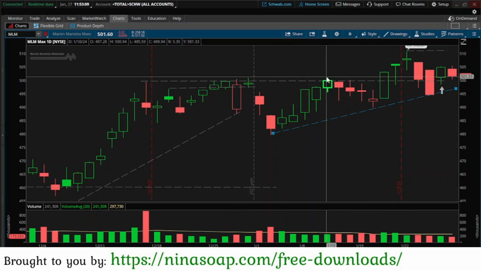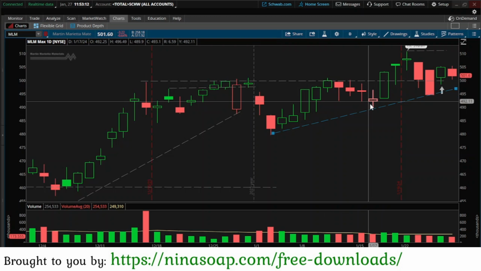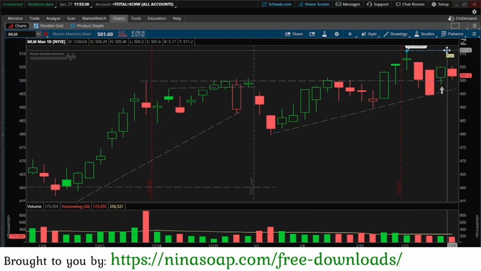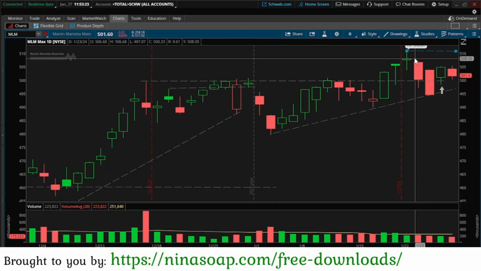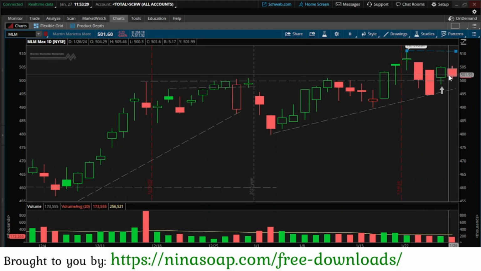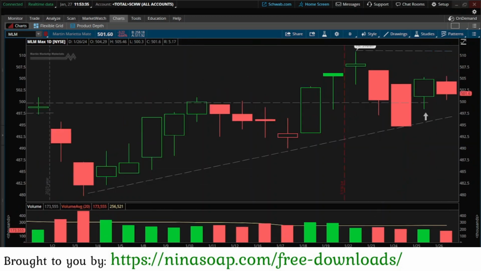Okay, so this one went up, hit the previous resistance line, pulled back, went up again, hit a new resistance line, pulled back, and started going up when we bought it. Now that we bought it, it started going down. So we are going to keep it and keep an eye on it.